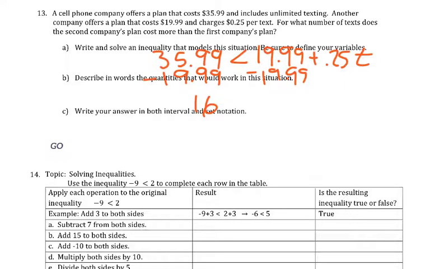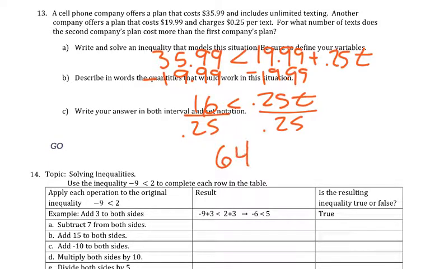So we subtract $19.99 from that. End up with 16 is less than or equal to 0.25 times t. Divide by 0.25. And we get 64 is less than t. Okay. So part B, if you're under 64 texts, it's cheaper. If you go over 64, then it's more expensive. Okay. So interval notation from 0 to 64. Set notation is not less than 0, right?